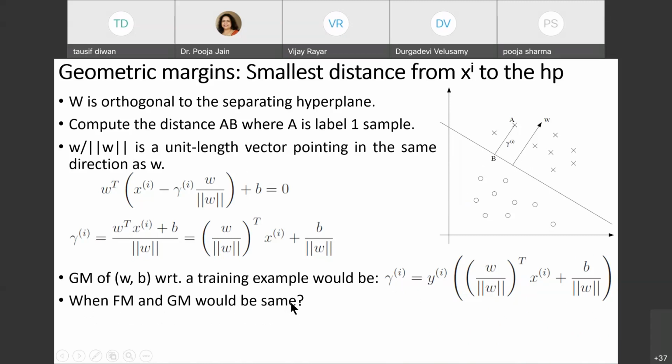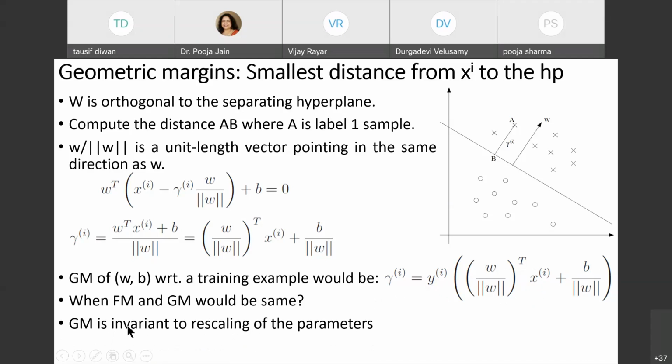When would the functional margin and geometric margin be the same? What is the formula for the functional margin? That gamma cap of i is equal to yi multiplied by W transpose X plus B. Just assume that the norm of W is equal to 1. In that case, this expression is yi multiplied by W transpose Xi plus B. If the norm of W is 1, then the functional margin and geometric margin are the same.